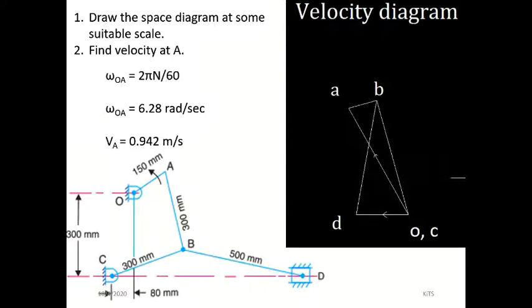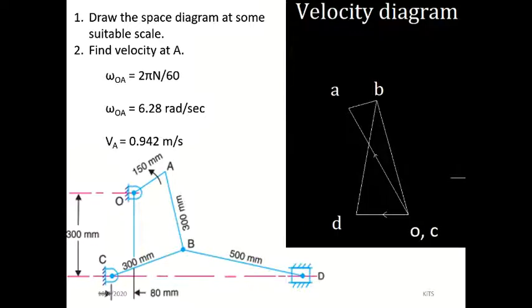Next, after A, what is the link after A? After A, AB is there. So we are going to draw a perpendicular line for AB. We are going to draw this perpendicular line. But I don't know which direction it will be in. You just draw it on both the sides. I don't know the length. You just draw this line.